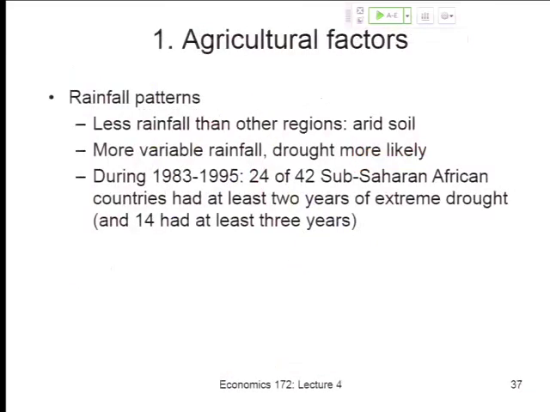Okay, so less rainfall. We talked about that. Arid soil, more variable rainfall. And in fact, if you look over the period in the 80s and 90s that Luhmann Sachs focused on, in this kind of dark period of very low growth in Africa, the majority of African countries during those 12 or 13 years had at least 2 years of extreme drought. 14 of the countries, so about a third of the countries, had at least 3 years of extreme drought. So 3 years out of 12 or 13.